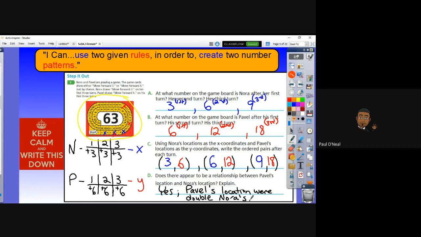And if you also notice within the ordered pairs, X and Y, you can see 3, 6, 6, 12, 9, 18. The next one would be 12, 24. They are double. Y is double of what X is. Okay? All right. Well, that's basically it and wraps up today's lesson. Hopefully you got something out of it.